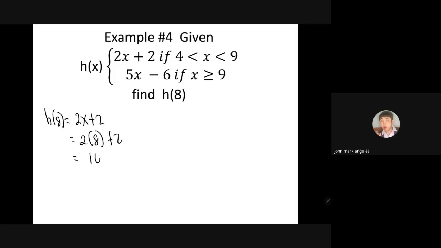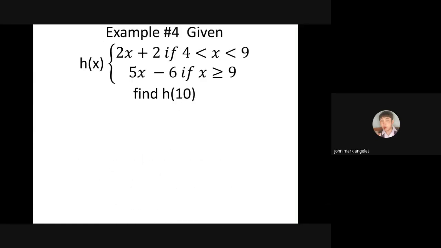So this is 16 plus 2. 16 plus 2 is 18. Okay? Next, h of 10. Sino ang gagamitin ko? Yung first o yung second? Yung second po. Correct. So h of 10 is equal to 5x minus 6. This is 5 times 10 minus 6. So this is 50 minus 6. 40.